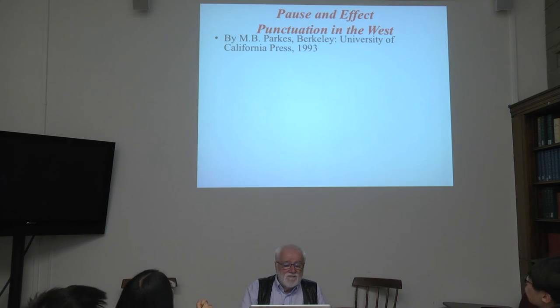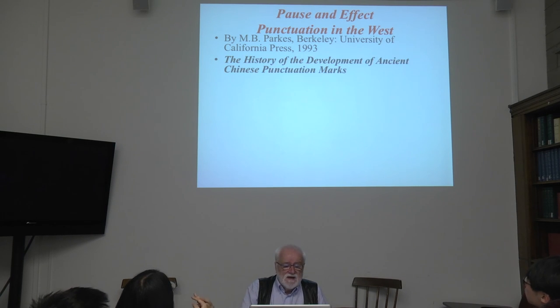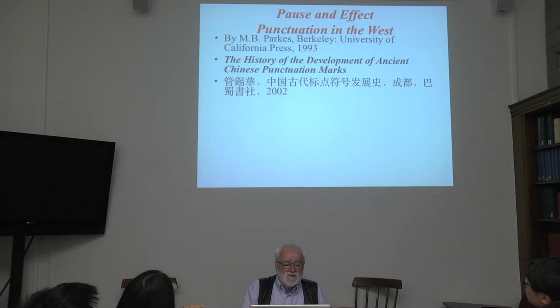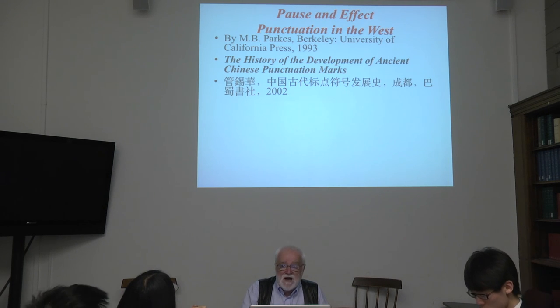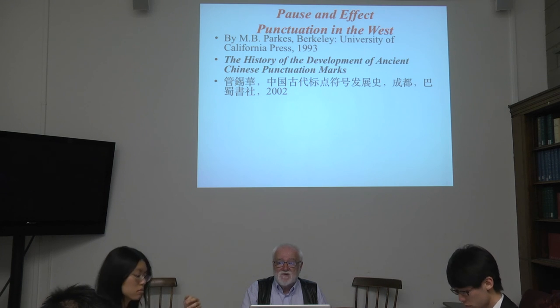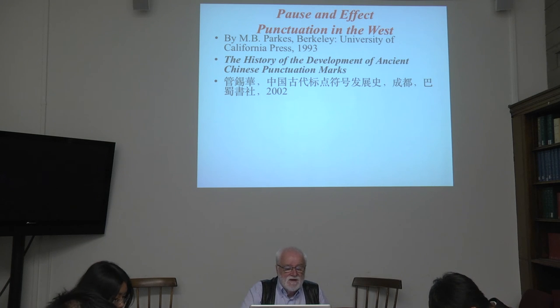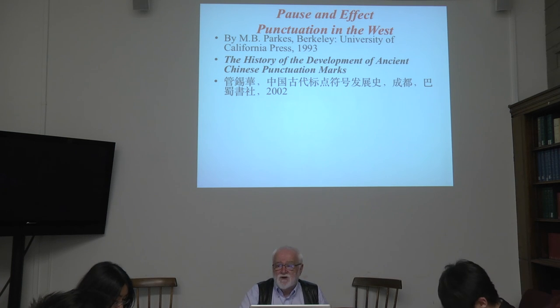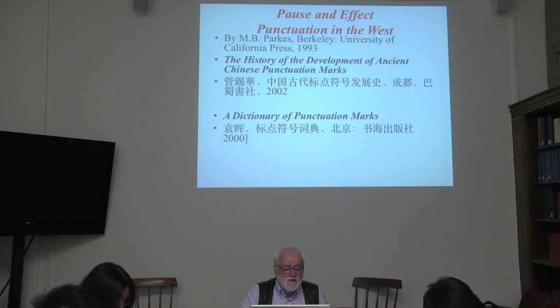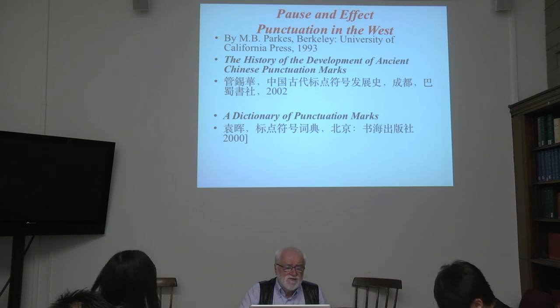So, we have this book, which I don't have as a PDF, actually. I don't think it exists. It's a very beautiful book. It's the history of the development of Chinese punctuation marks by Guan Xihua, which you can get as a PDF. It is very good. It tells you the story of Zhongguo Gu Dai Biaodian Fu Hao Fa Zhan Shi. That's a very good book for your purposes. And you also have this Yuan Hui Biaodian Fu Hao Ci Dian, excellent survey of the immense complications.